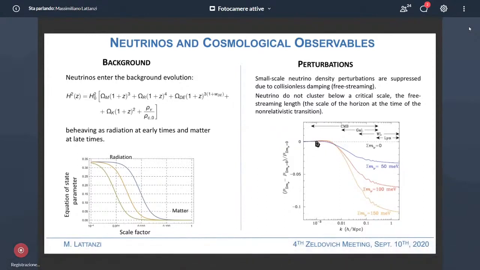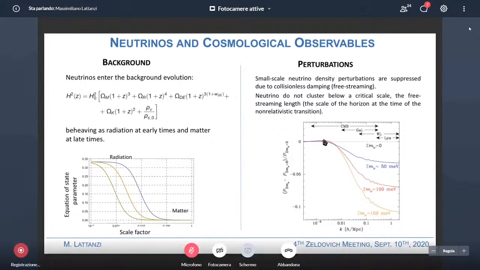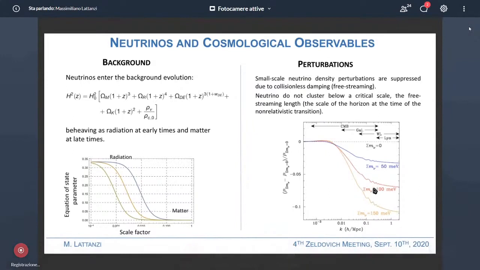So you see that at small wave numbers, which is large scales, the two spectra are the same, simply because we are above the free streaming length, so neutrinos behave as cold particles. But when you go down to small scales, so large wave numbers, there is a suppression of power in the matter power spectrum, and this suppression becomes larger for larger neutrino masses. The reason being that the larger the neutrino mass, the larger the fraction of matter that is contributed by neutrinos.